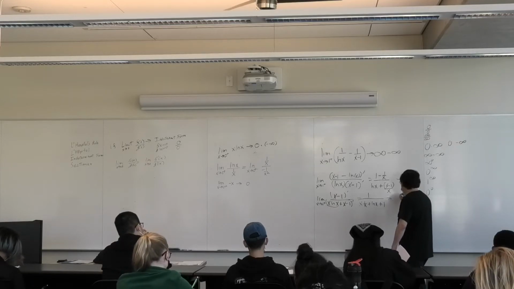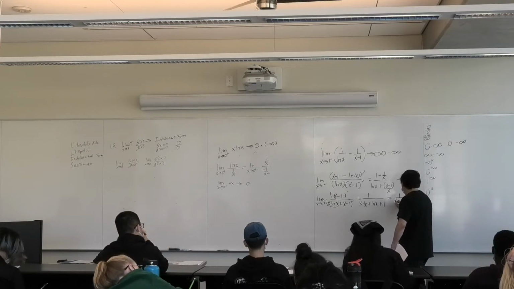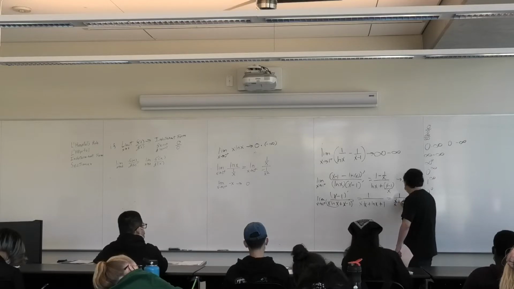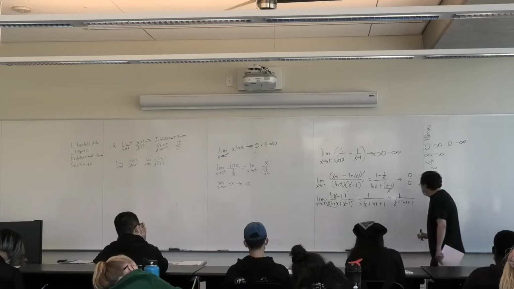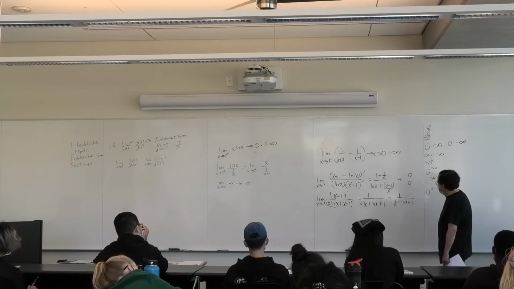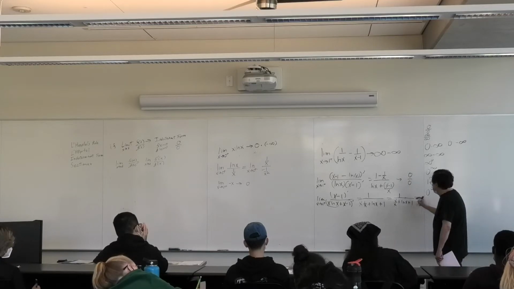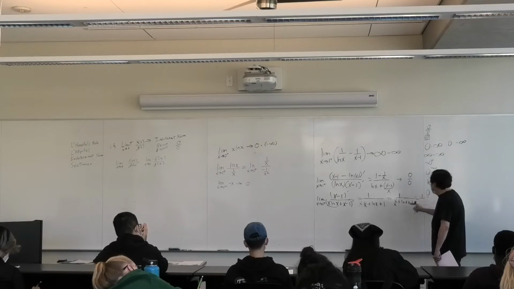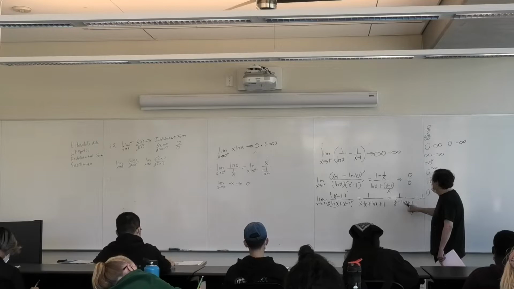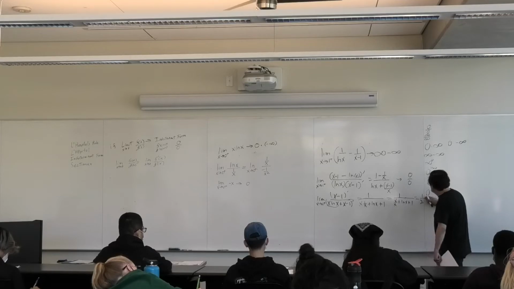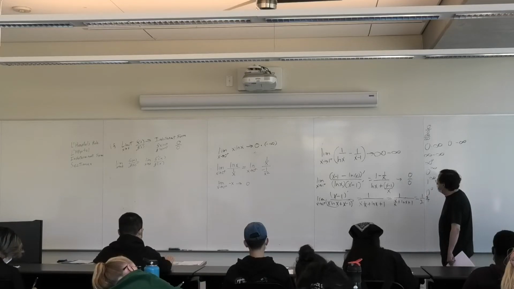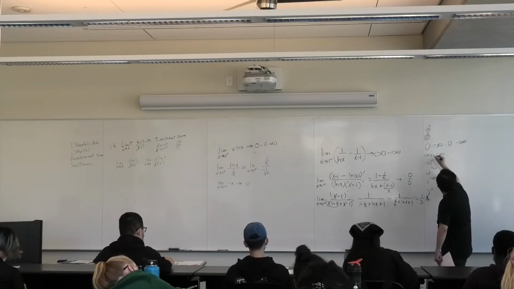Okay, so what do we have here? 1 over x plus log of x plus 1. What happens when x goes to 1? Top obviously goes to 1, this goes to 1, this goes to 1, 2, and this goes to 0. There it is, it's a half. Who would have thought?